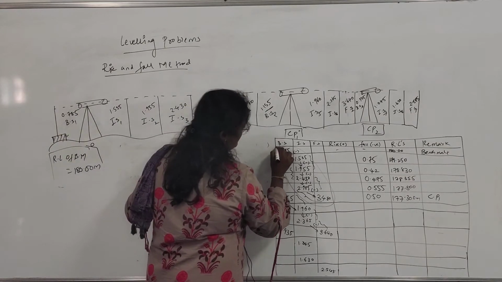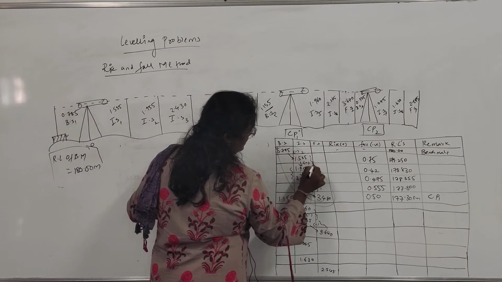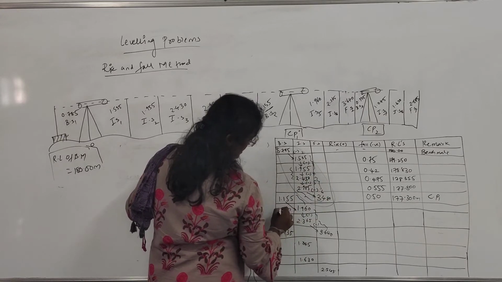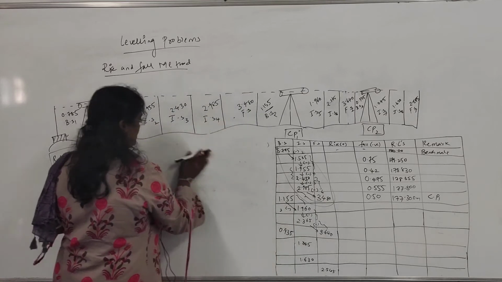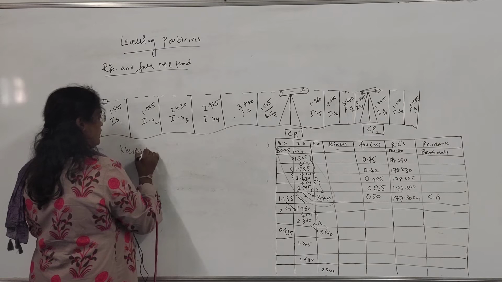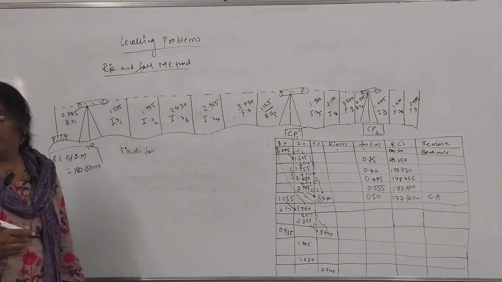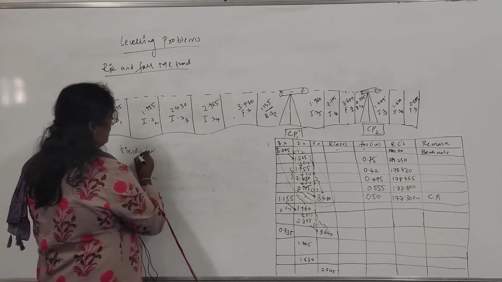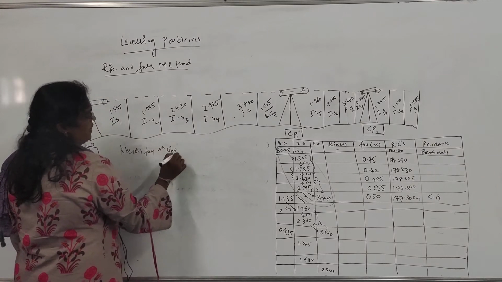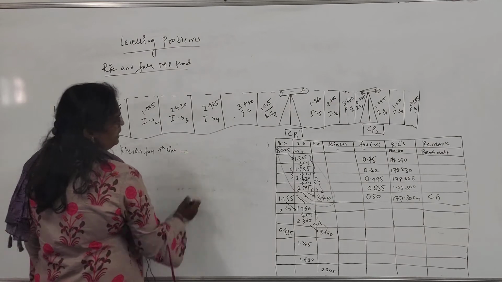Here this is the first one, second, third, fourth, fifth, sixth. Now we will be taking the seventh one, right? Rise or fall of the seventh point, how much, right?